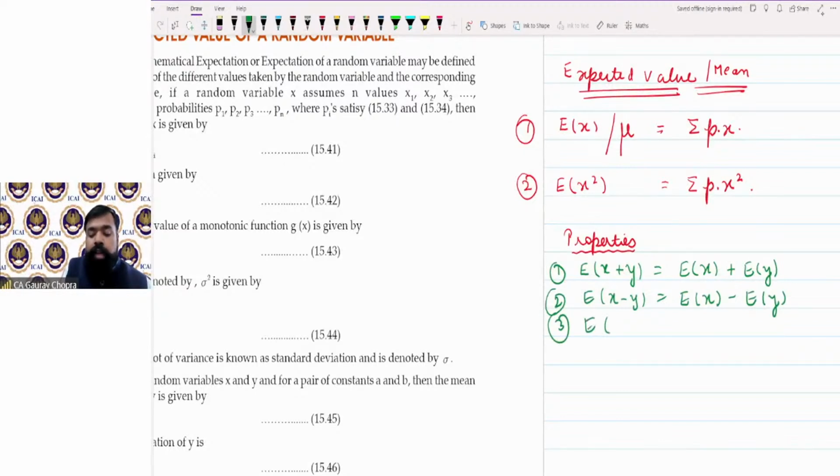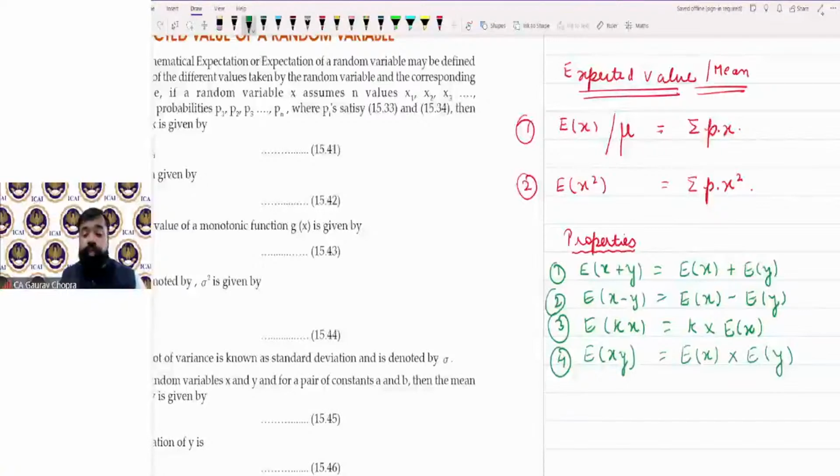Then the expected value of KX. K is any constant, any number. It can be like 2, 3, 4, any number. So you can write K multiplied by the expected value of X. And the fourth one, the expected value of XY, will be the expected value of X multiplied by the expected value of Y. So these are the four different properties which we can apply here.